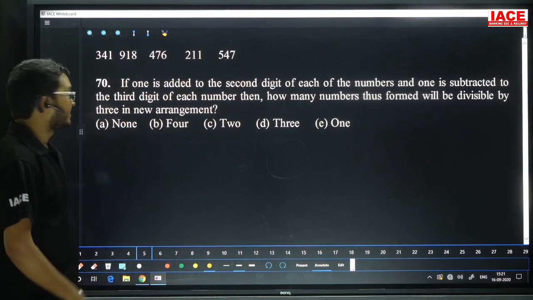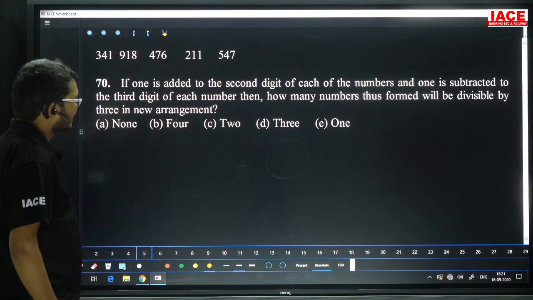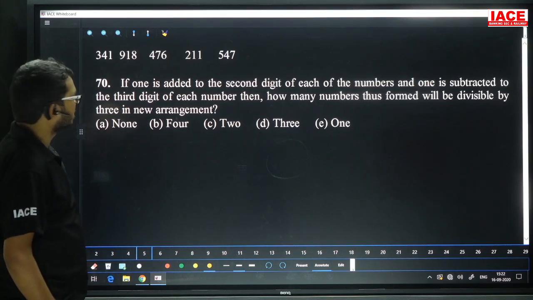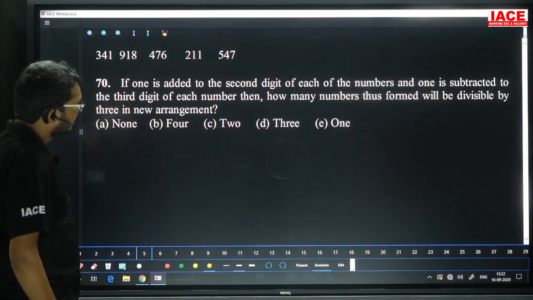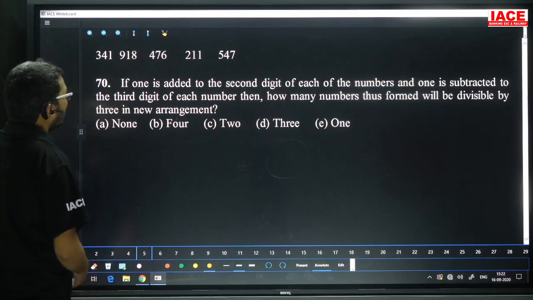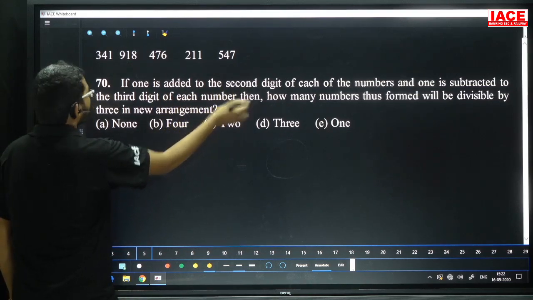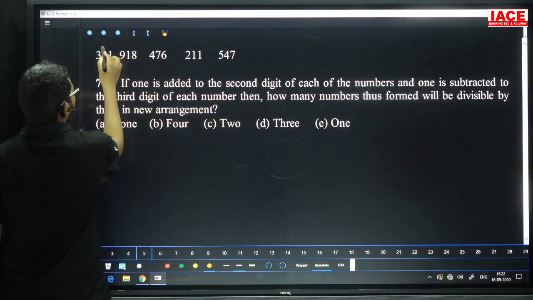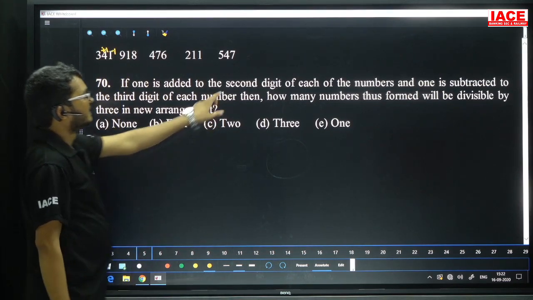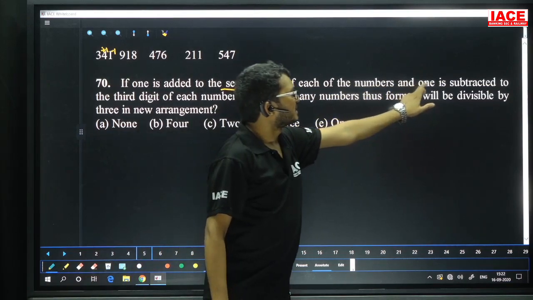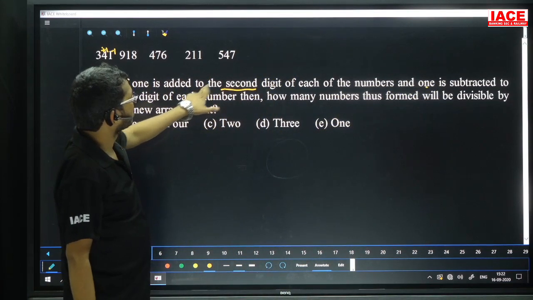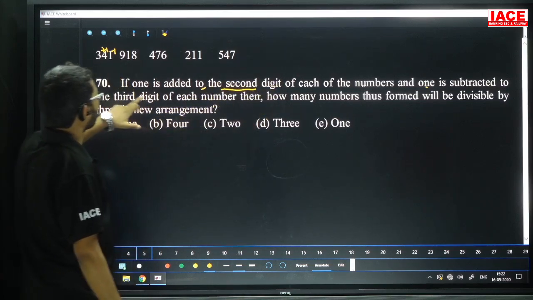Next, question number 70. If 1 is added to the second digit of each number and 1 is subtracted from the third digit of each number, then how many numbers thus formed will be divisible by 3? Now 1 is added to the second digit of each number. So second digit means what? Friends, check it. Second digit means plus 1. Third digit means what? Minus 1. See here. Second digit means what? Here plus 1. Next, 1 is added to the second digit. Next, 1 is subtracted from the third digit.